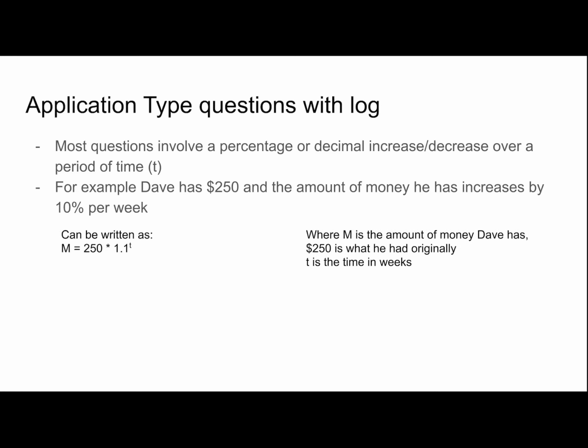I've written here, m is the amount of money that Dave has. $250 is what he had originally, and t is the time in weeks.